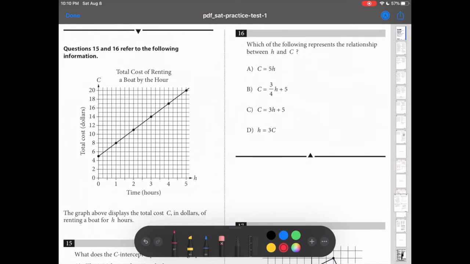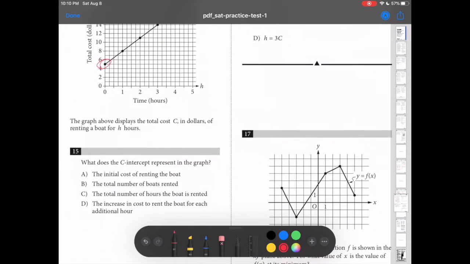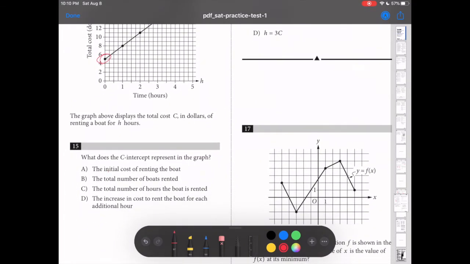15. More linear equations. The c-intercept or y-intercept, remember, are the initial points on a graph. C is 5, so we know to choose the only thing with the word initial in it. That's what it's asking, so that is going to give us A.